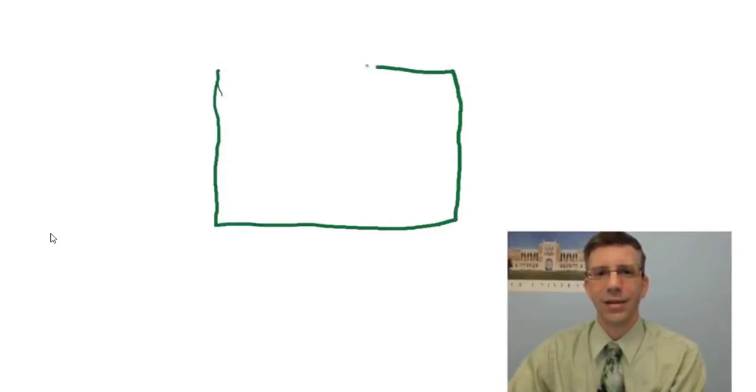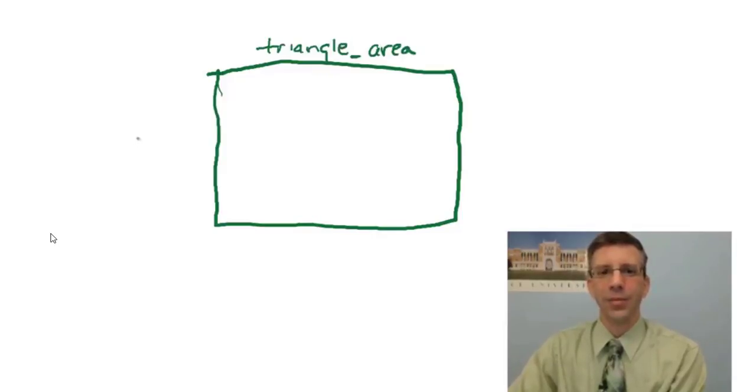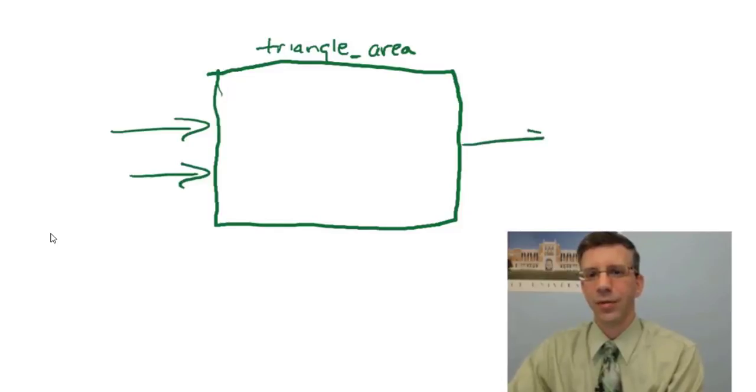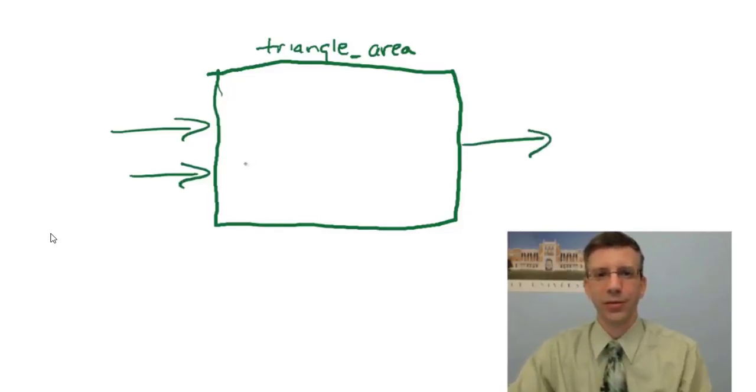Now, I want you to think of these functions as a box. And this box has a name. In this case, it's triangle_area. And there are some number of inputs. In this case, there are 2 inputs, and some number of outputs, 0 or 1. In this case, there's 1 output.